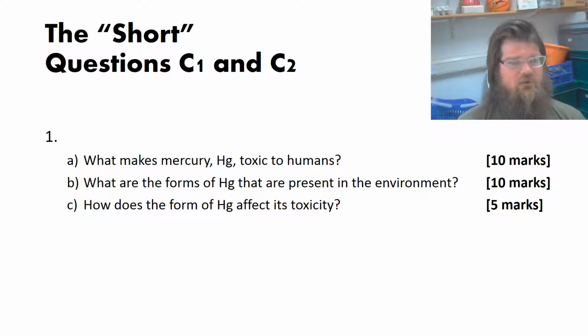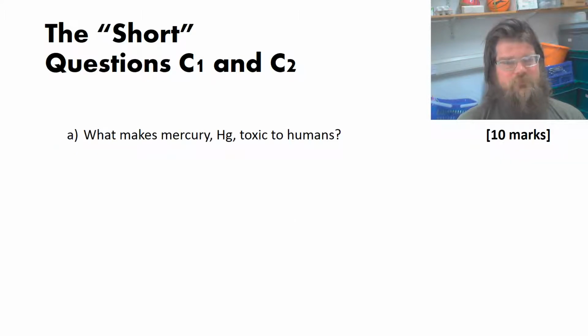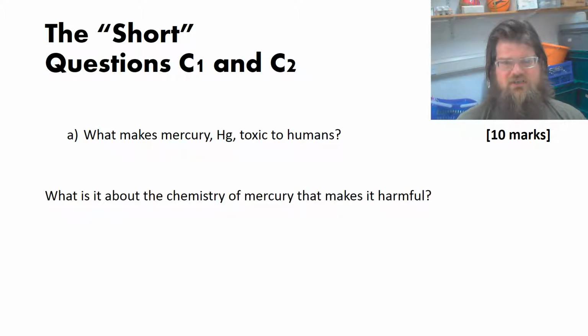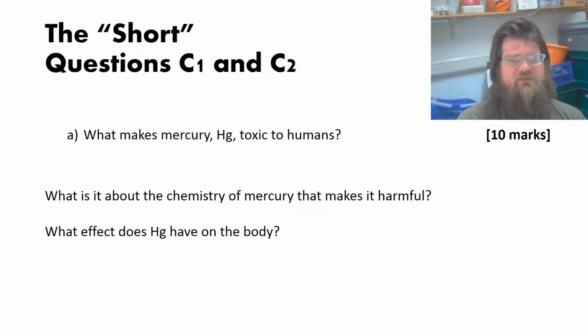So you should have really been focusing on the first 2 parts for your answer. The first part: what makes mercury toxic to humans? You could think about rewriting that as: what is it about the chemistry that makes it harmful? Quite a few people went a little bit astray here and answered a question along the lines of: what effect does mercury have on the body? That is relevant to the question, but it is not directly answering it. It's not telling me about mercury, it's telling me about its effects, not the reason for its toxicity.